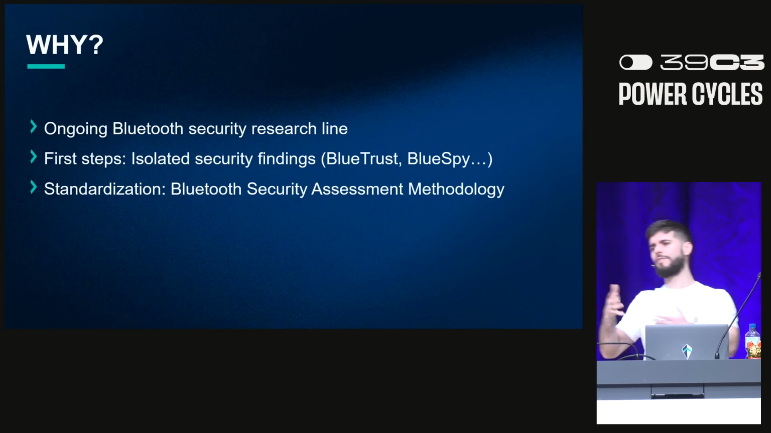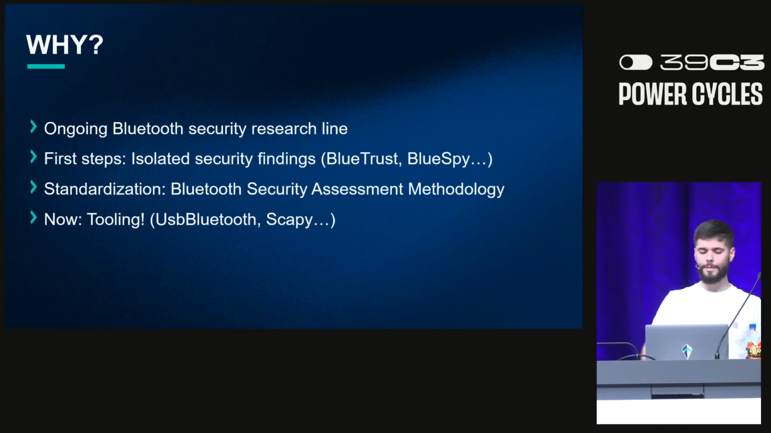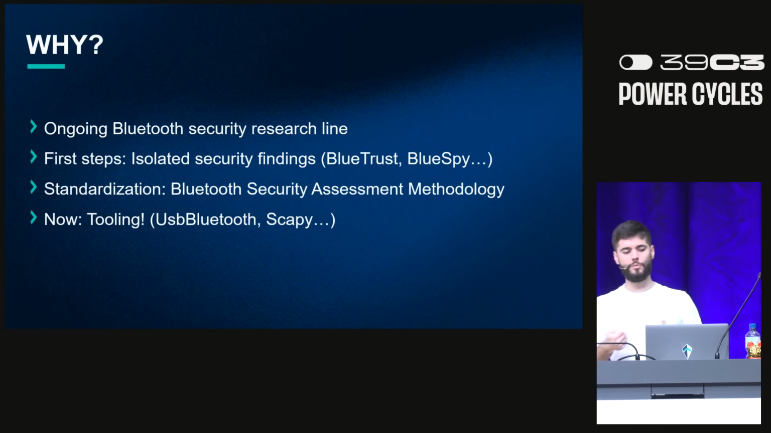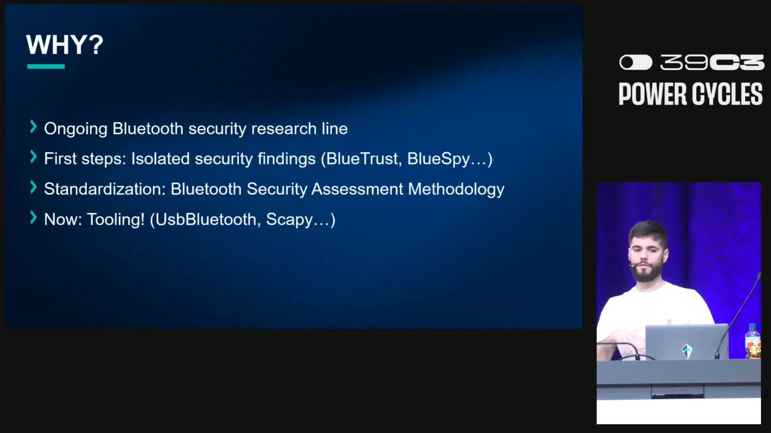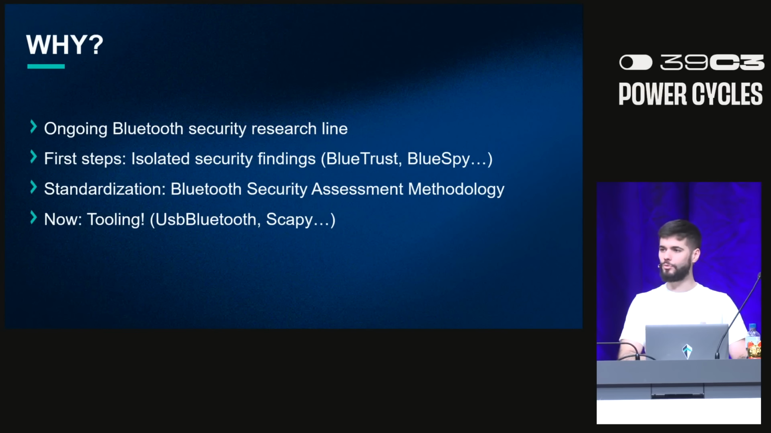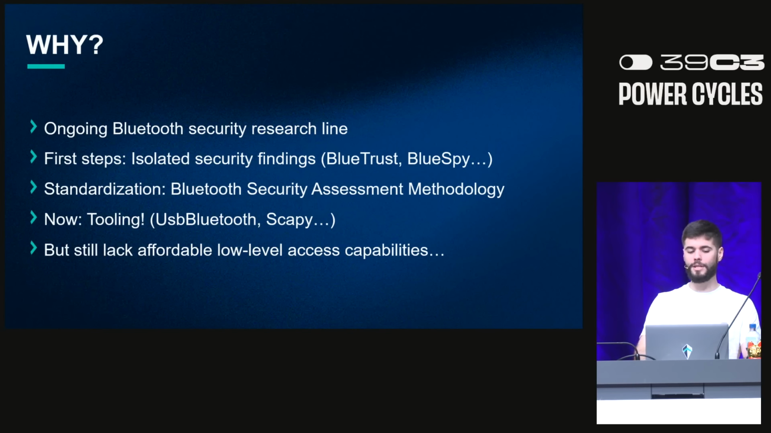It's kind of the OWASP thing for Bluetooth, but we also realized that there are a lot of things that we can still improve to make Bluetooth security a little bit better. We are now working on tooling, because we have found out that there are a lot of things missing to really be able to carry out security checks on Bluetooth. Particularly, we are lacking an affordable way to access some low-level capabilities of Bluetooth hardware. And what do I mean by that?